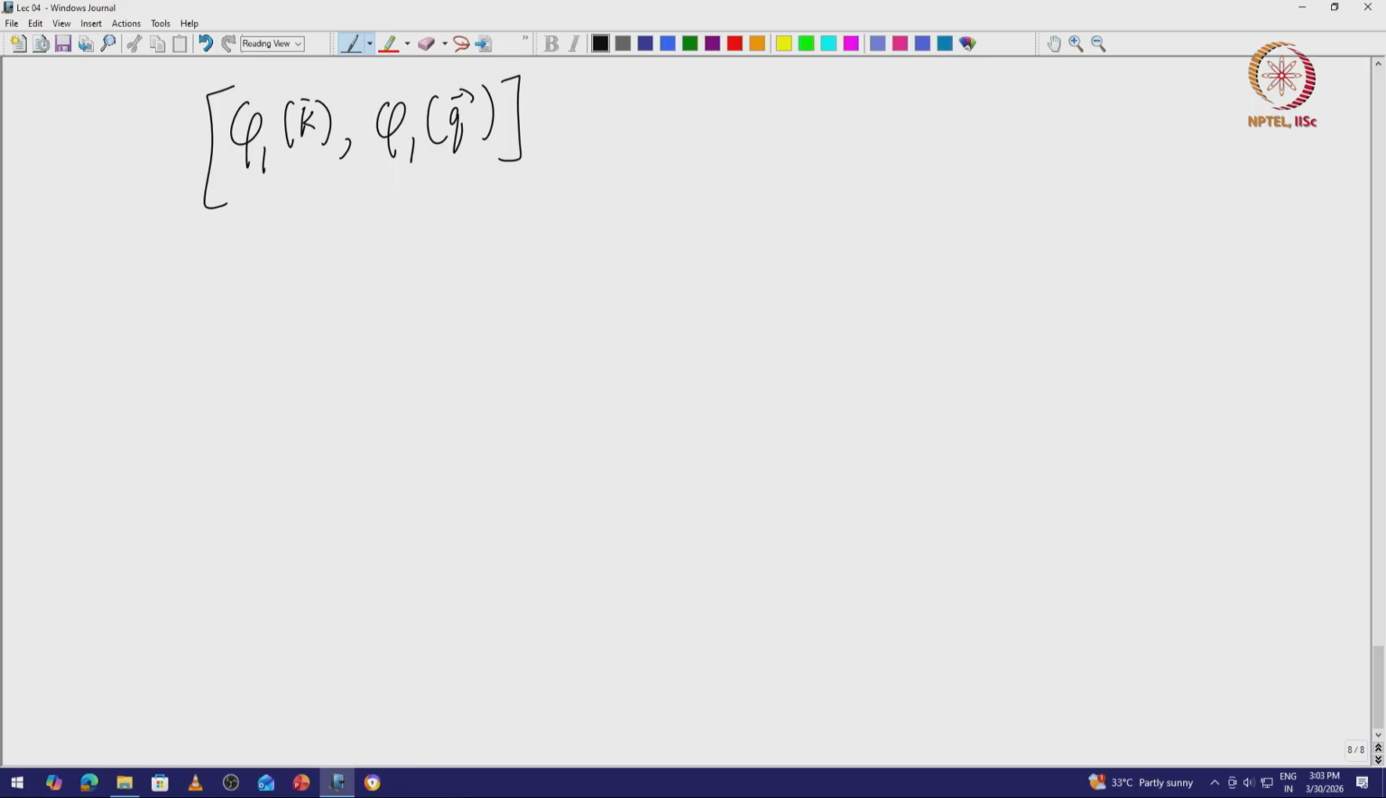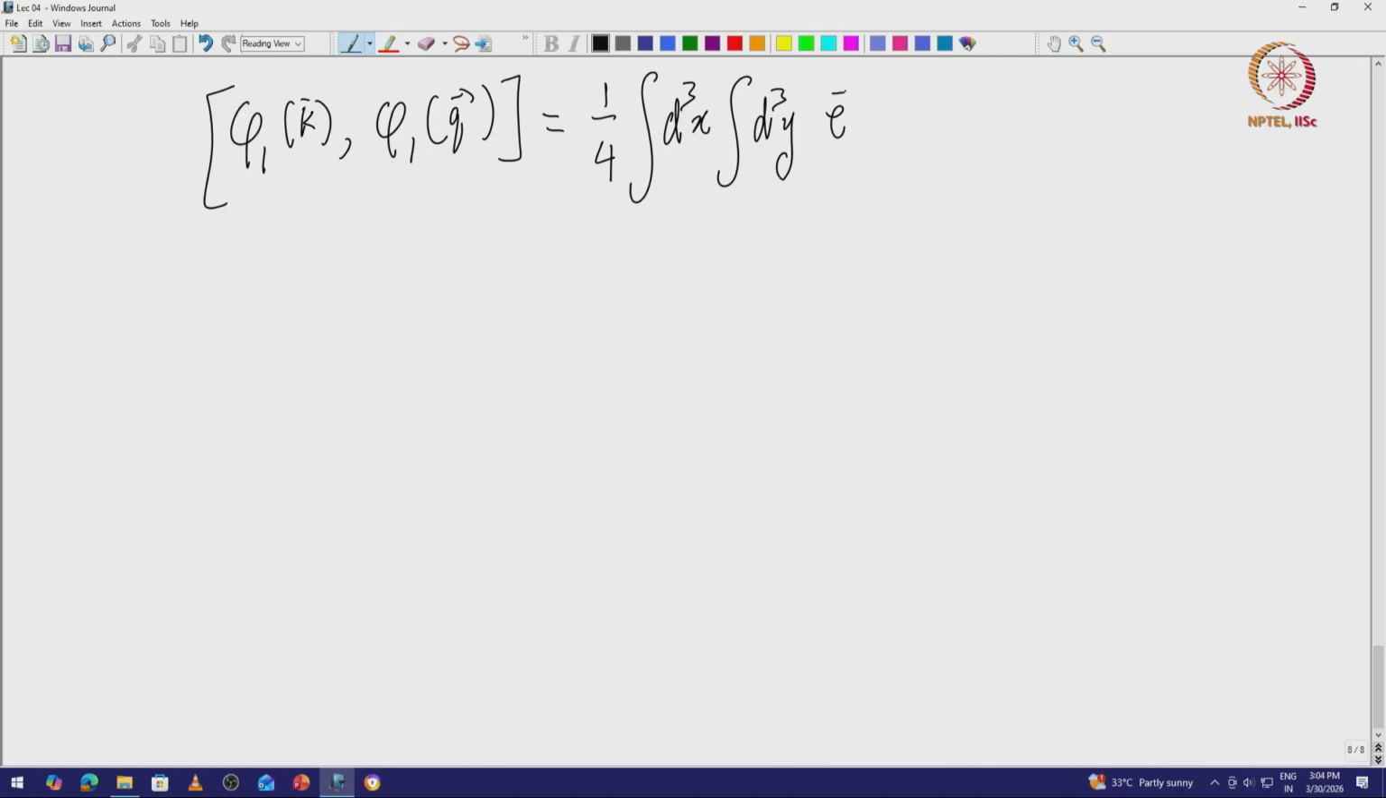Now, I will ask you to guess what the answer is. You can try to guess the answer, and since I cannot know what your guess is, I am guessing that all of you will guess it right. So, what I am going to do is substitute the definition of phi 1 and the definition of capital Pi, both into this expression.